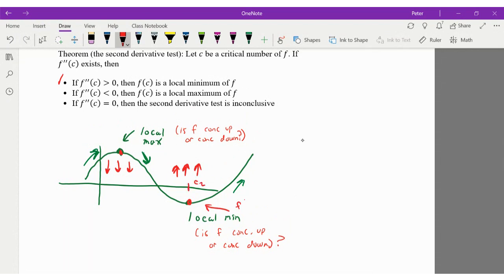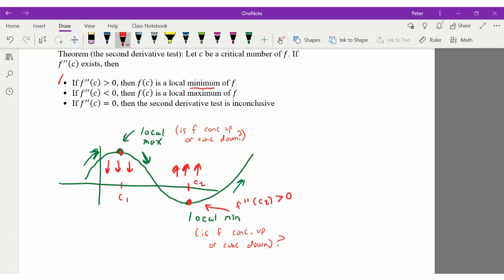This is called C2, and that's C1. So here we would say f prime prime of C2 is greater than 0 because it's sitting at the bottom of a function that's concave up. If it's greater than 0, then we identify C as the location of a local minimum.